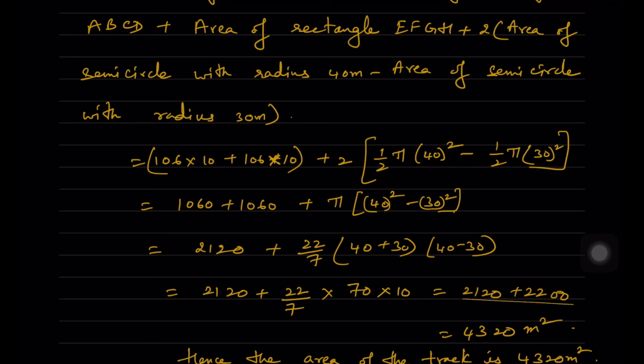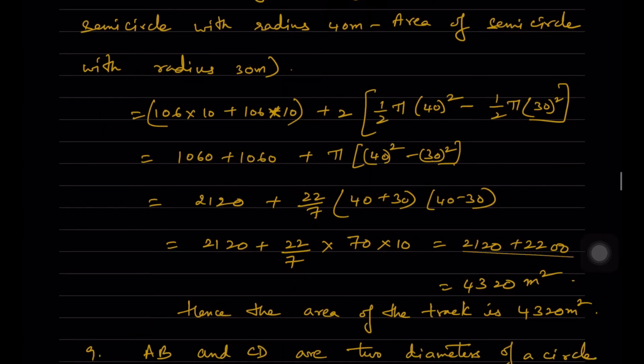That is equal to 2120. So totally, if you add everything, you are going to get 2120 plus 2200, which is equal to 4320 meter square. So the area of the track is equal to 4320 meter square.